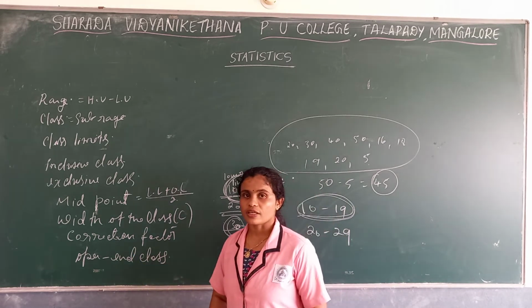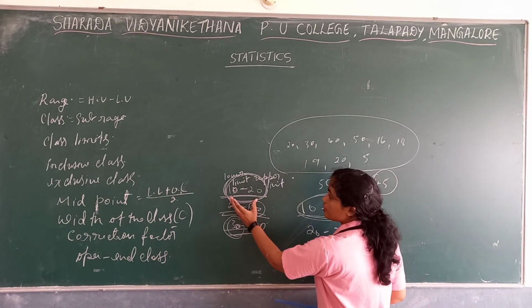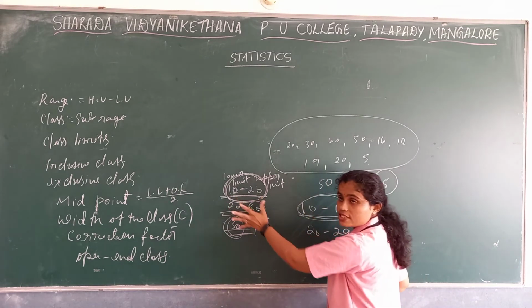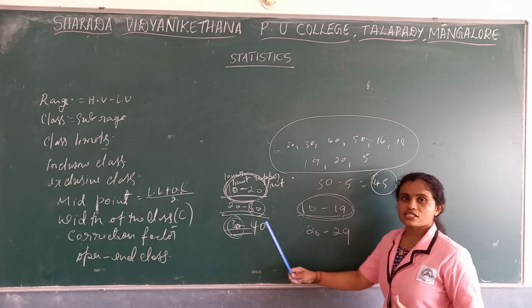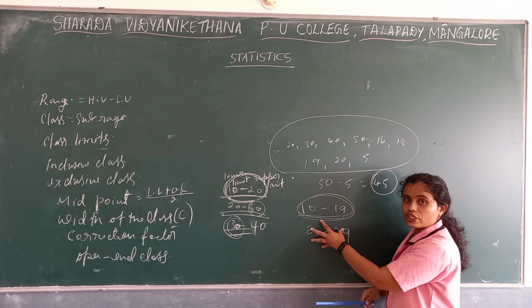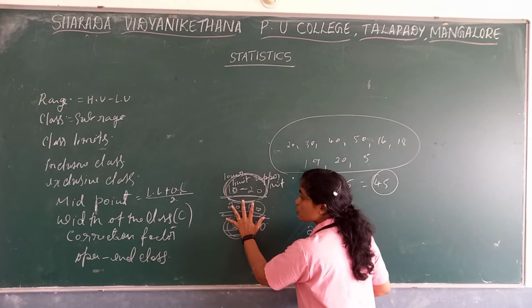Then correction factor. What is the correction factor? Correction factor is used to convert inclusive class intervals into exclusive class intervals. Why do we need to convert inclusive into exclusive? Because there is no continuity. We find it difficult to calculate. For that purpose, we need to convert inclusive into exclusive class.